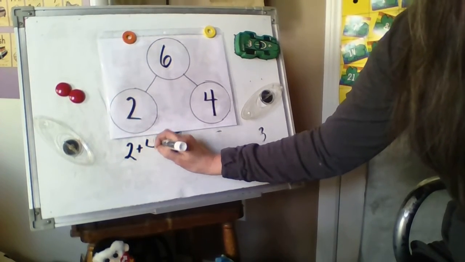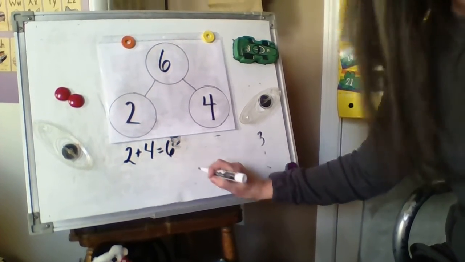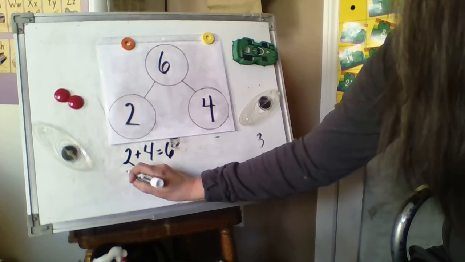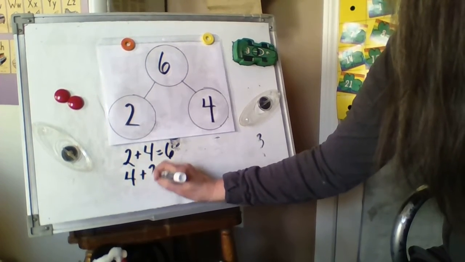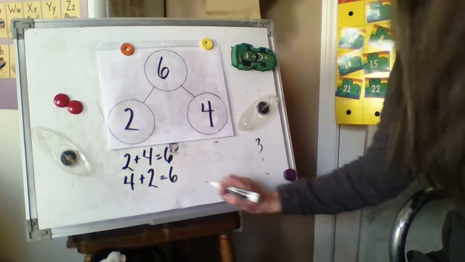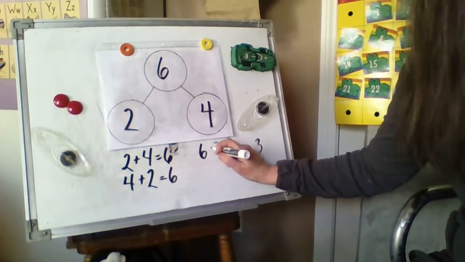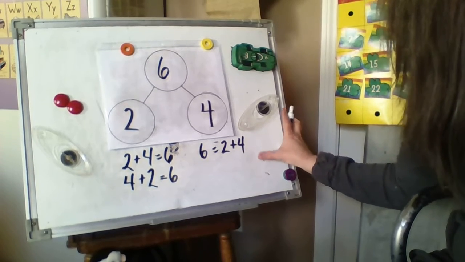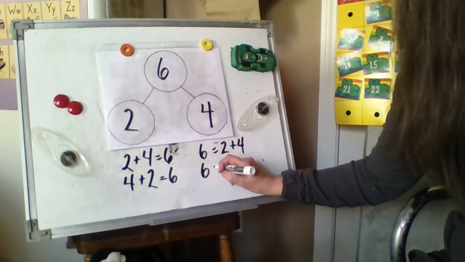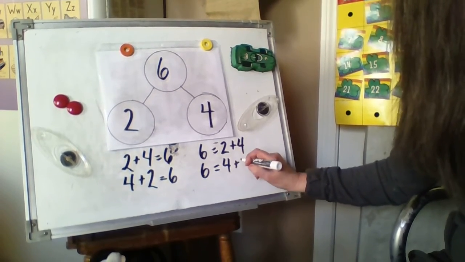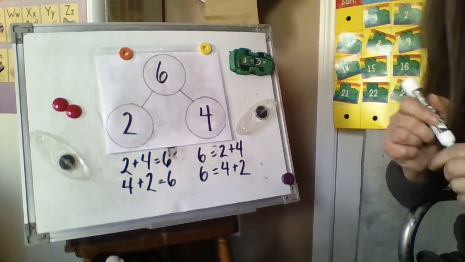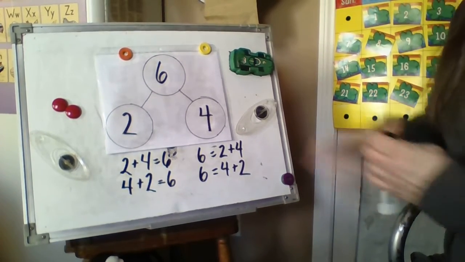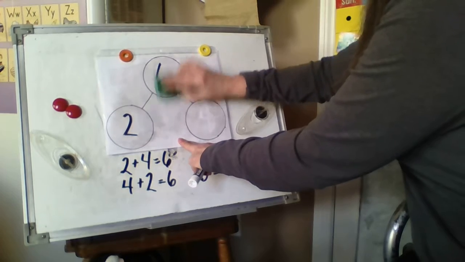2 plus 4 equals 6. Say it with me. Or 4 plus 2 equals 6. Or 6 equals 2 plus 4. Oops. Or 6 equals 4 plus 2. See how you're doing it? Very good. Let's do one more together.